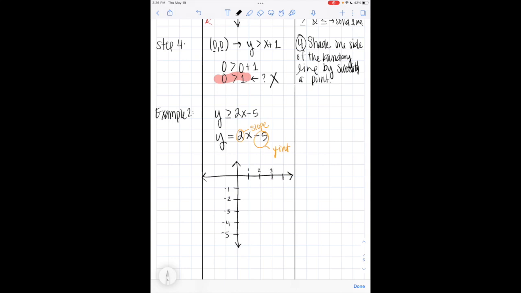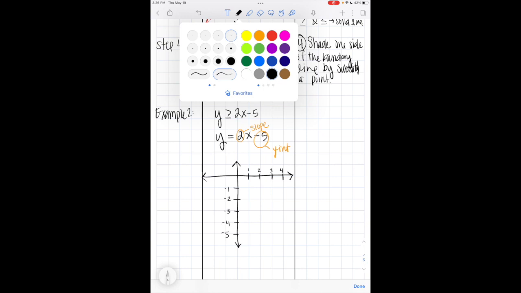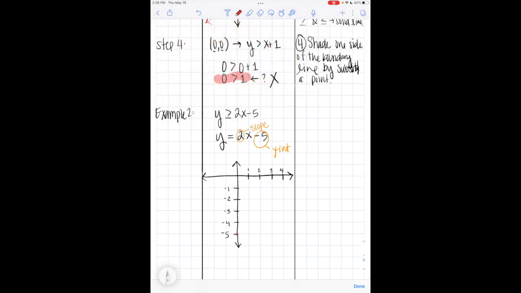Okay, let's plot. Remember, we start with our y-intercept, which is -5. And then I'm going to go 2 up and 1 to the right. Now, in this case, we have a greater than or equal, which means we're not going to use a dashed line. We're going to use a solid line.